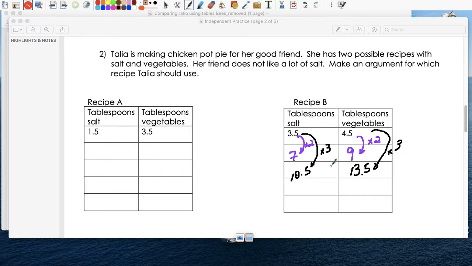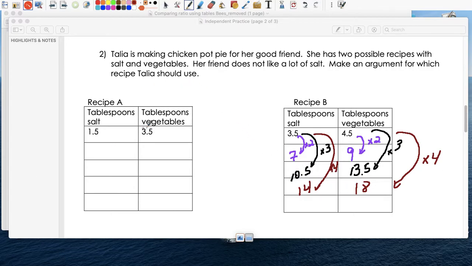Let's see if I have to do more. No, let's do one more. Why not? So the next one is times 4, right? So 4.5 times 4, again you have a calculator, is going to give us 18. And 3.5 times 4 is going to give us 14. Con 14 cucharadas de sal, 14 tablespoons of salt, we get 18 tablespoons of vegetables.